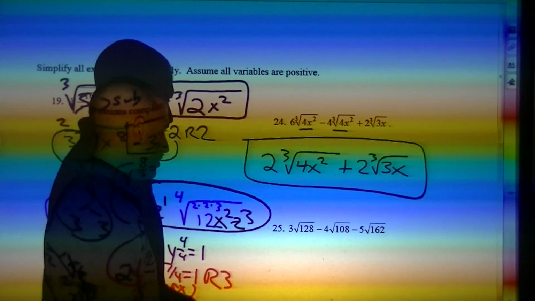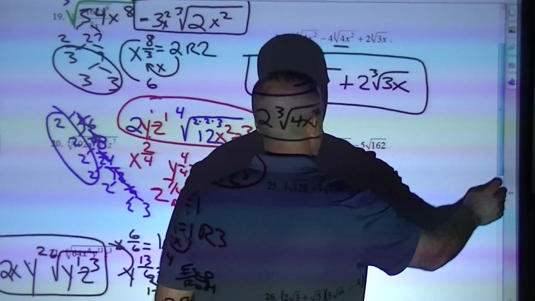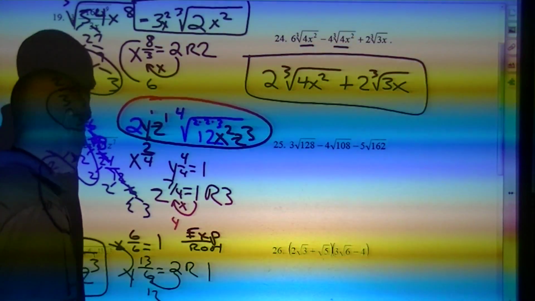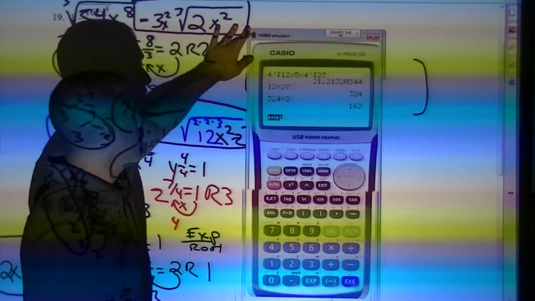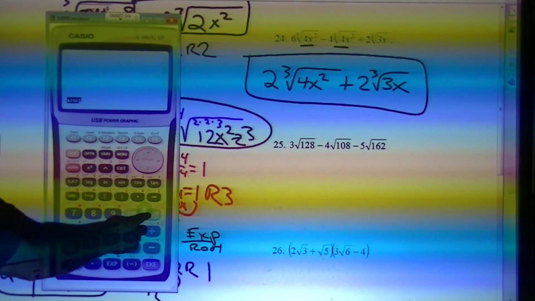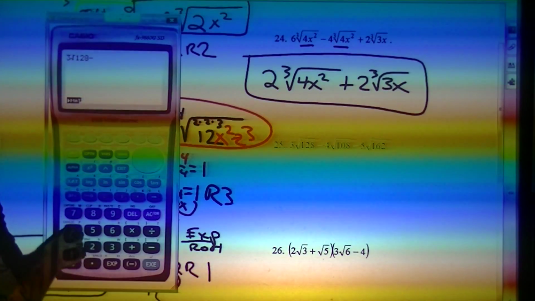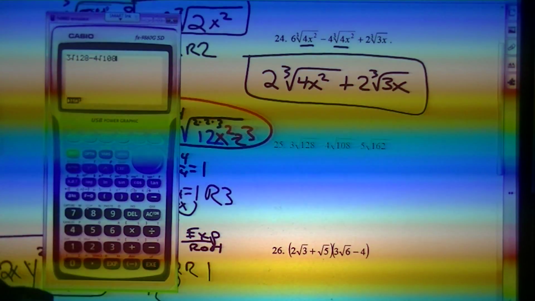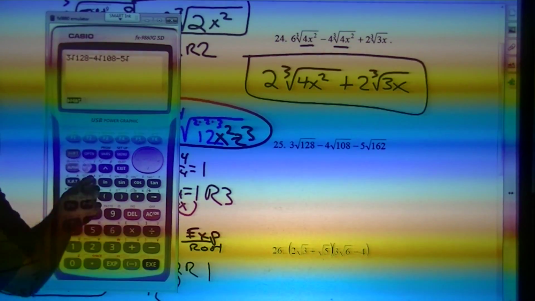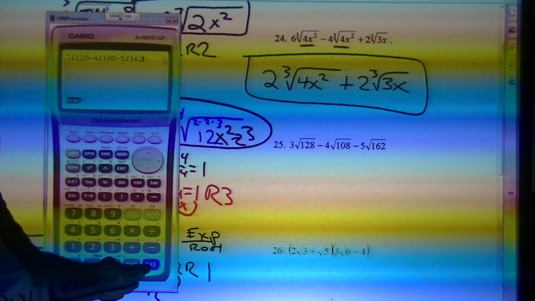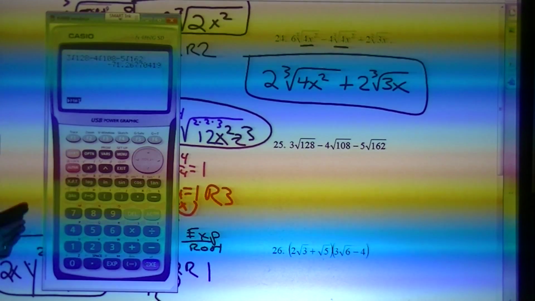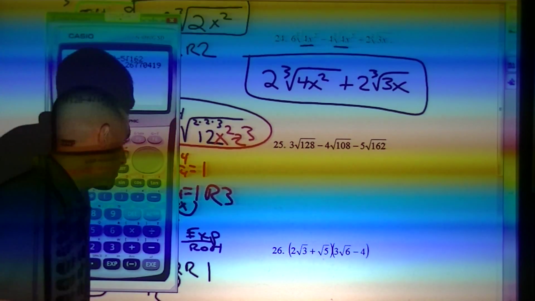Moving on to question number 25. You should also always check to make sure you're typing these in correctly, including the additional signs. So I would do 3 square root of 128, minus 4 square root of 108, minus 5 square root of 162. All right, so I get that. I get a negative answer. Well, let's see what I get here.